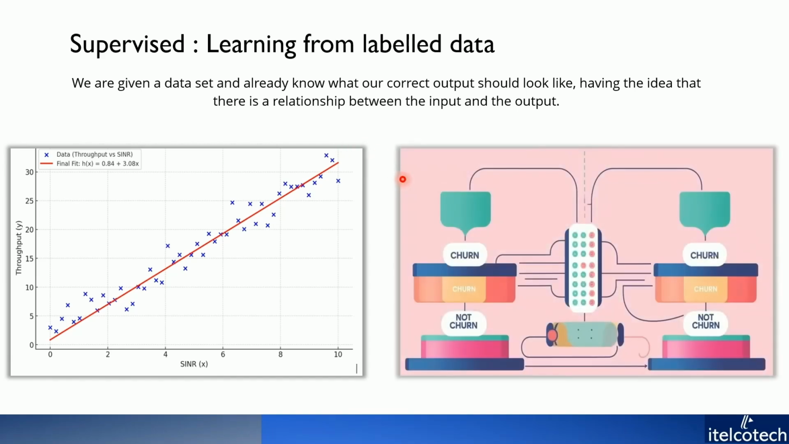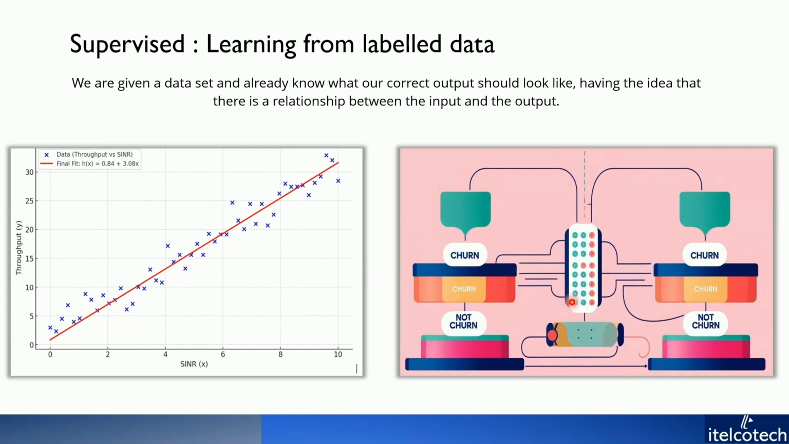Another example could be a classification problem. The one on the left is a regression problem. We will talk about that. It means that a continuous change in the SNR will change the throughput continuously. So that is a regression problem.